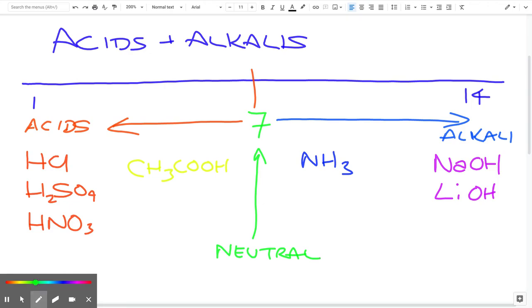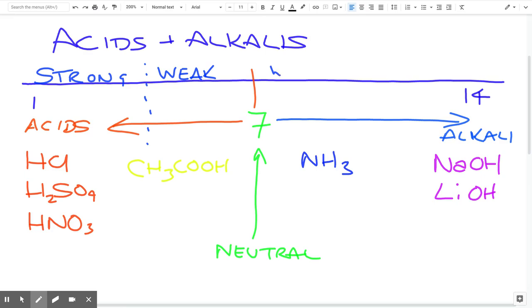But you may also remember various phrases such as strong and weak, whereby strong acids would typically have pHs of around 1 to 3, whereas weaker acids would have pHs, say, between 4 and 6. And then likewise, you'd have your weaker alkalis here between, say, 8 and 11. And then again, at the far end of the spectrum, you'd have your strong alkalis.